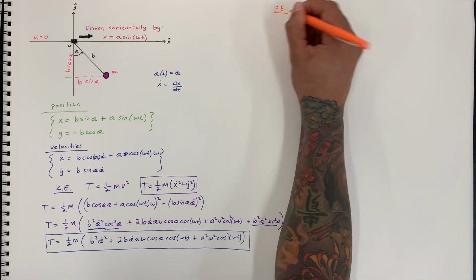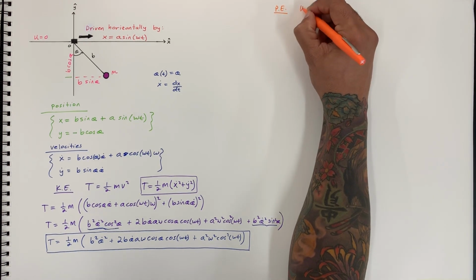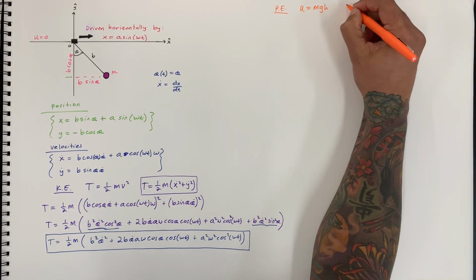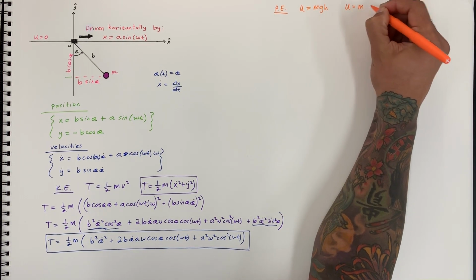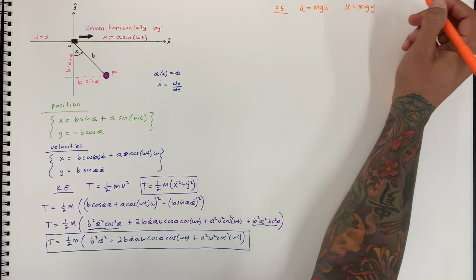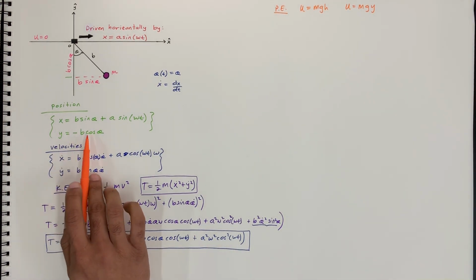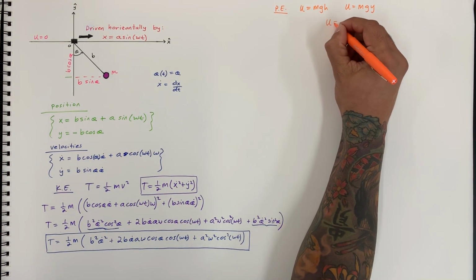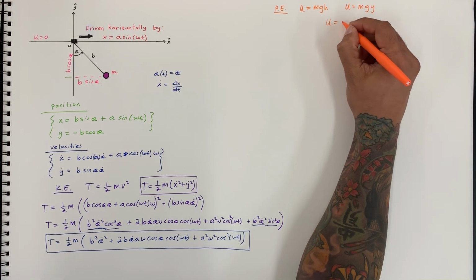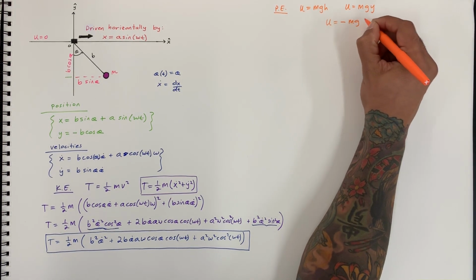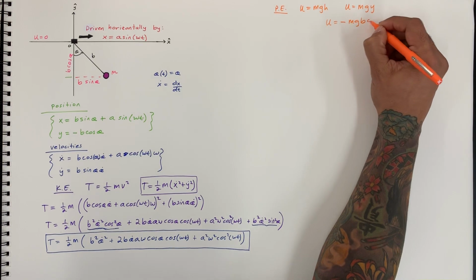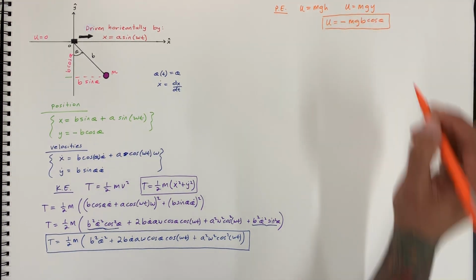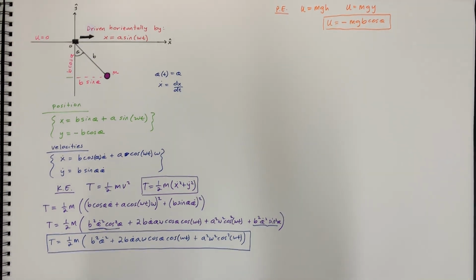Okay, so the potential energy of the system is going to be U is equal to mgh, which can also be written as U is equal to mgy. Okay, we know that our y is negative b cosine, so we're going to have U is equal to negative mgb cosine theta.